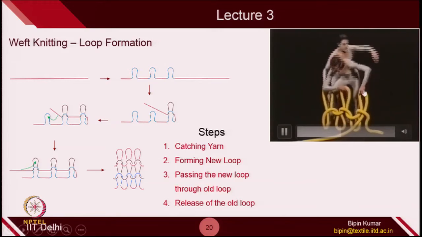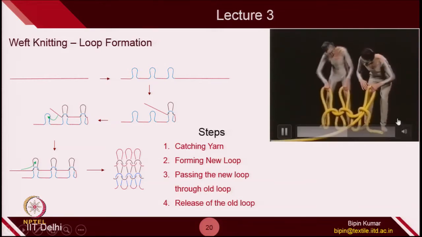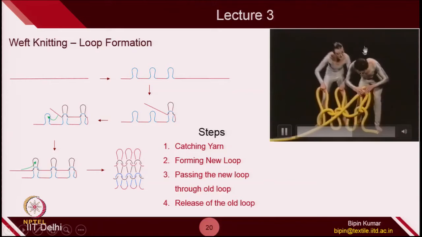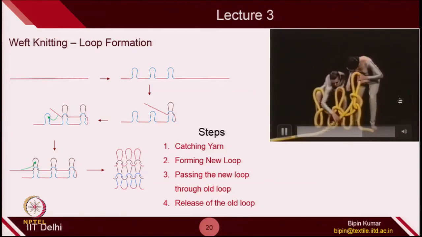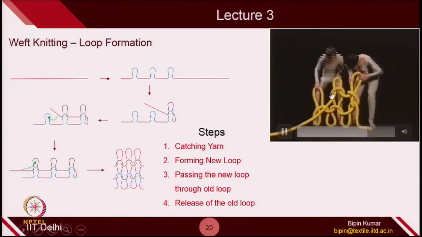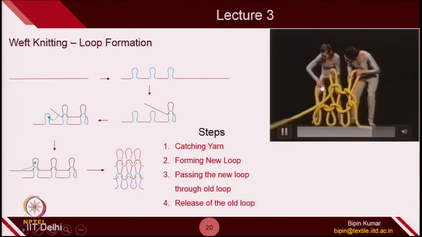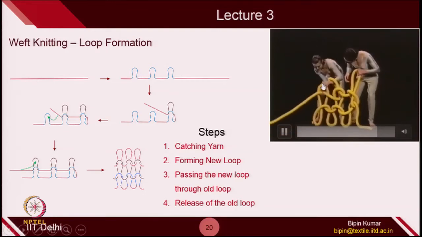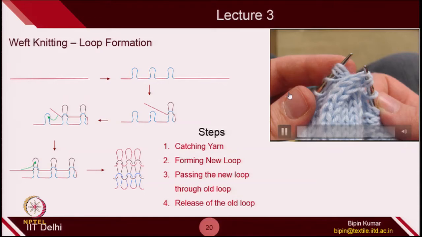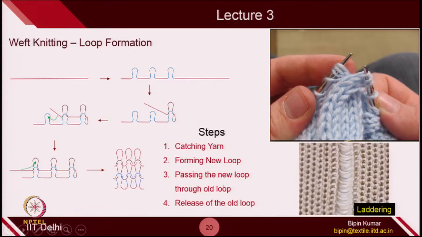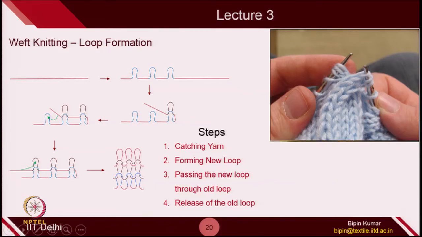The first thing which you can see in the figure is that after creating a series of loops, it first creates a new loop passing through the other side and then releases the old one. So, here you can see it is passing through the old loop and then releasing the old one. Once it has created the new loop, the old loop is released. This is the same process which happens in the case of fabric made by hand knitting. So, we catch the yarn, we form a new loop, we pass the new loop through the old loop, and finally we release the old loop.